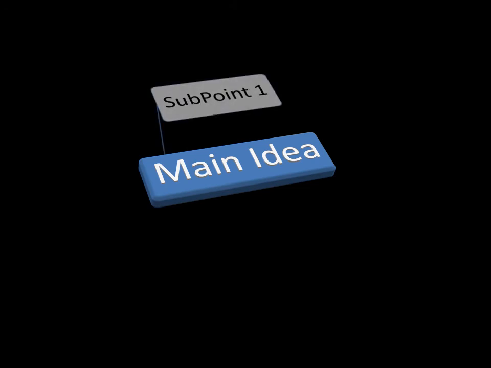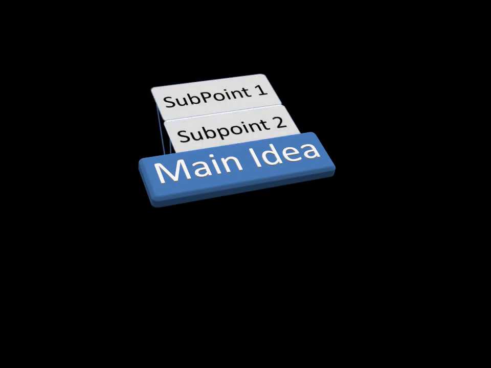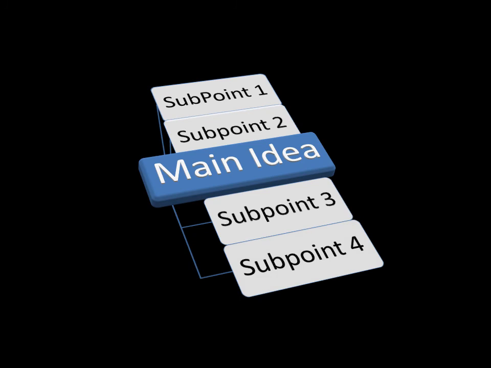In it, the main idea, first you have the subpoints leading up to it, which are usually questions, and then you have the subpoints leading away from them, which are usually expositions of the answer.